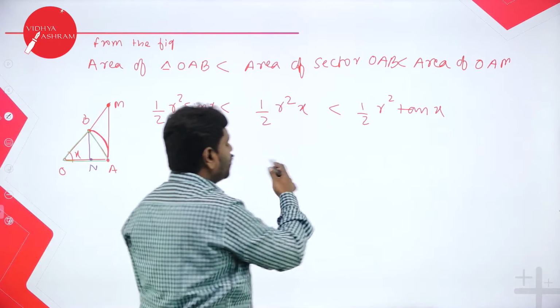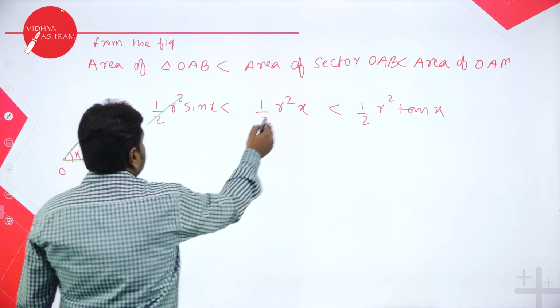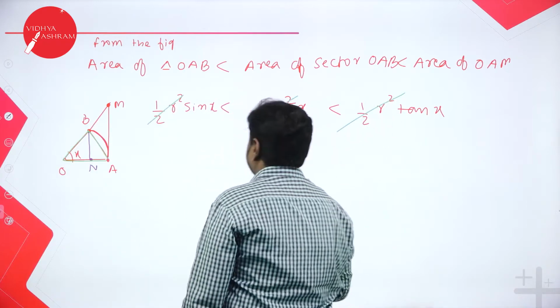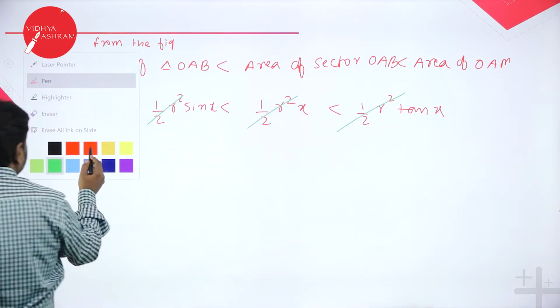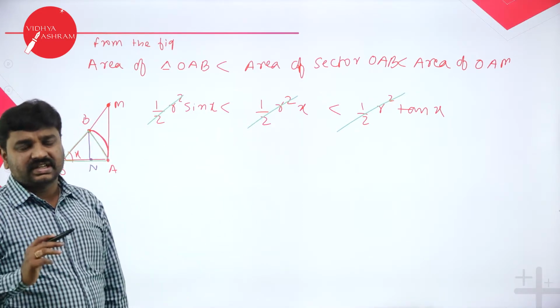Dear students, all are having half r square common. You can cancel half r square. Half r square, half r square, half r square, I'll cancel. So you are left with sin x less than tan x.